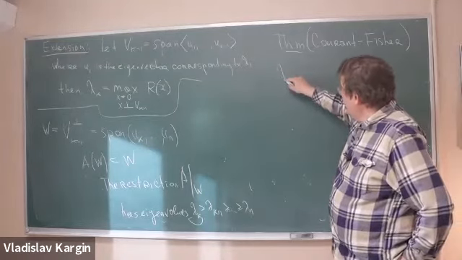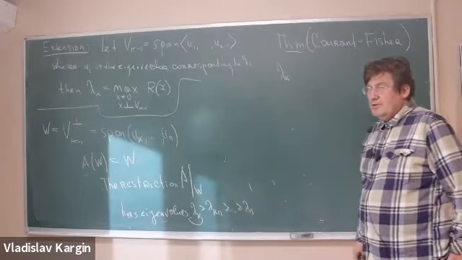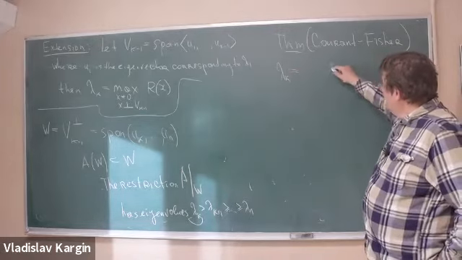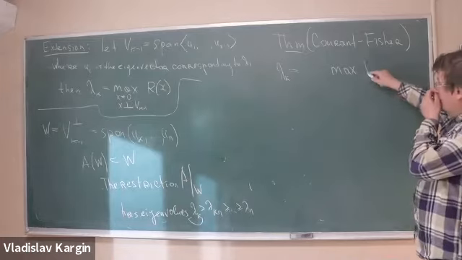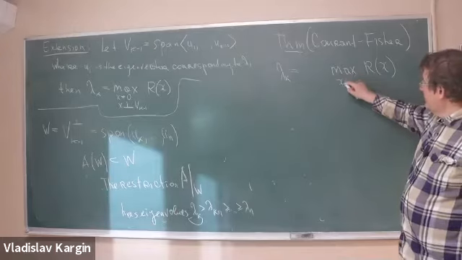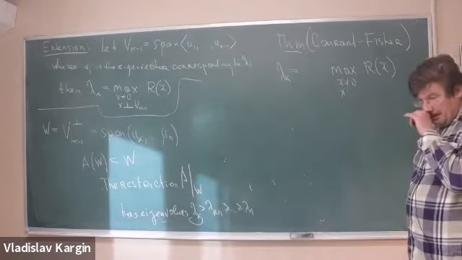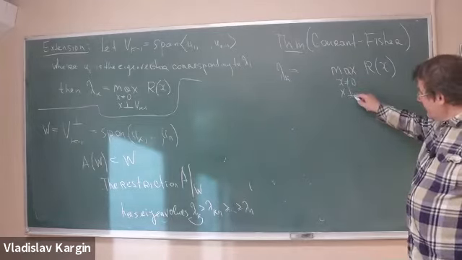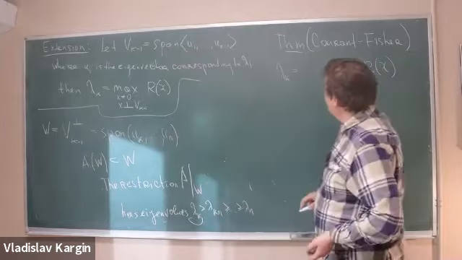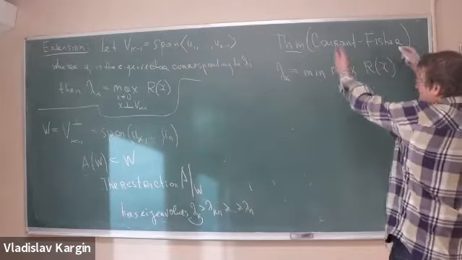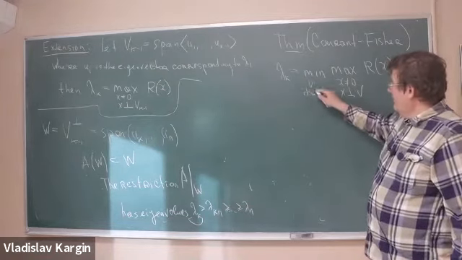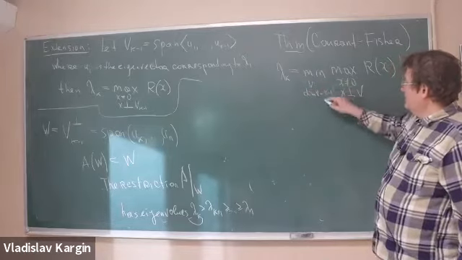And it just says that lambda k is equal to the minimum of the maximum of the Rayleigh ratio, for x not equal to 0 and x perpendicular to V. Very similar to this thing, but here V_{k-1} was the span of everything, and here we just take the minimum of this maximum over all possible V such that the dimension of V is equal to k minus 1. So this is the condition.